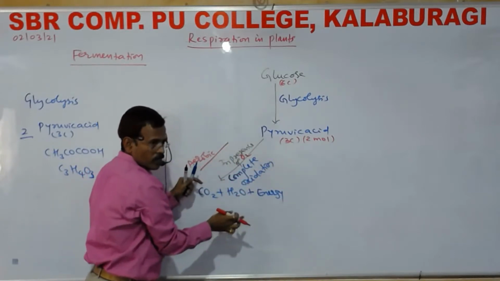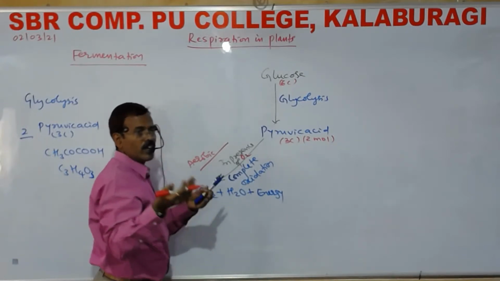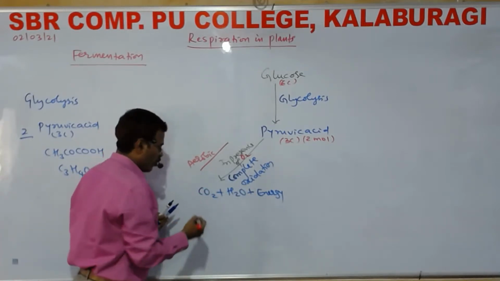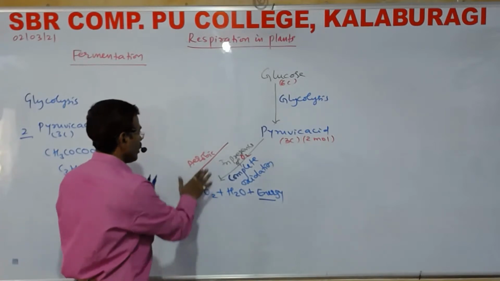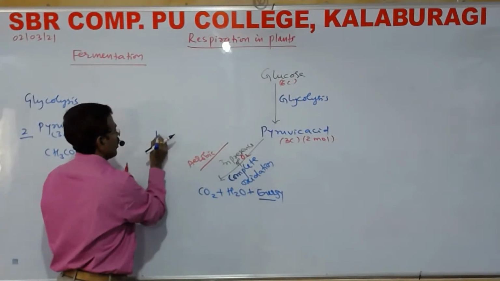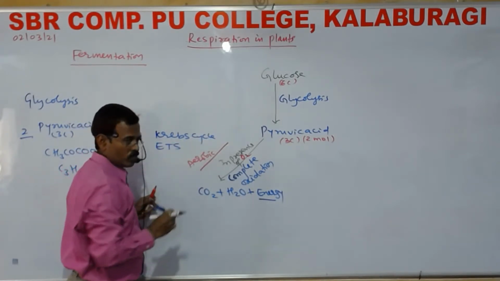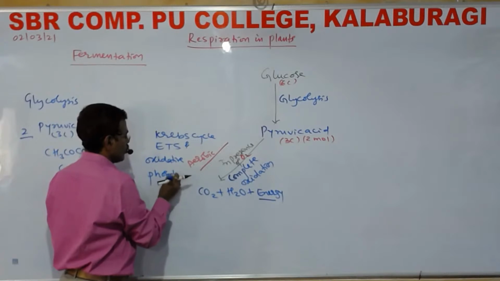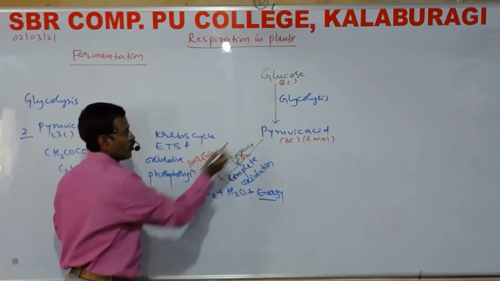The fate of the pyruvic acid further is determined either by the presence or the absence of oxygen. If oxygen is there, it undergoes complete oxidation and results in the formation of carbon dioxide and water with the release of a huge amount of energy. Okay. So in case of aerobic respiration, this pyruvic acid will undergo 2 steps. One is the Krebs cycle, and another one is the electron transport system and oxidative phosphorylation. These are the 2 steps it has to undergo.